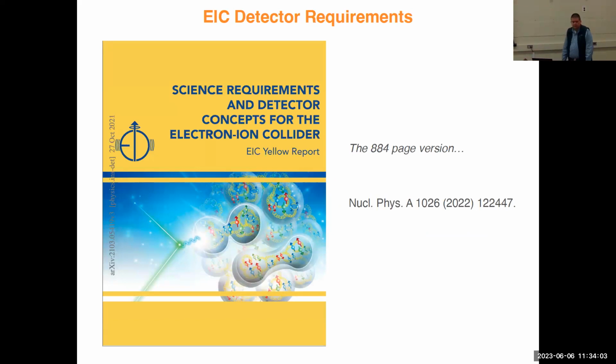So there is now the 884-page version of the collective community wisdom on science requirements and detector concepts. I would say deal with that as an encyclopedia rather than something to be read from beginning to end. But there are nuggets in there of real gold, I would argue.